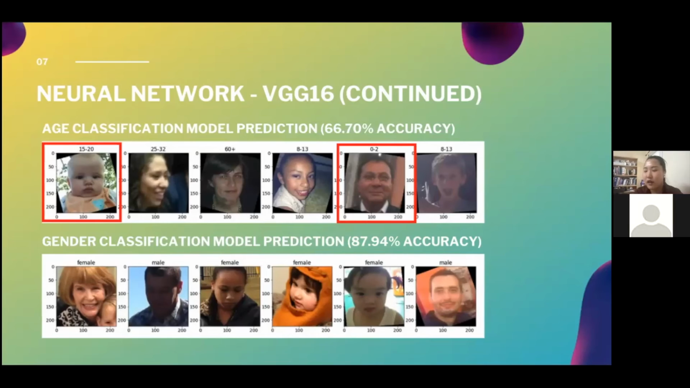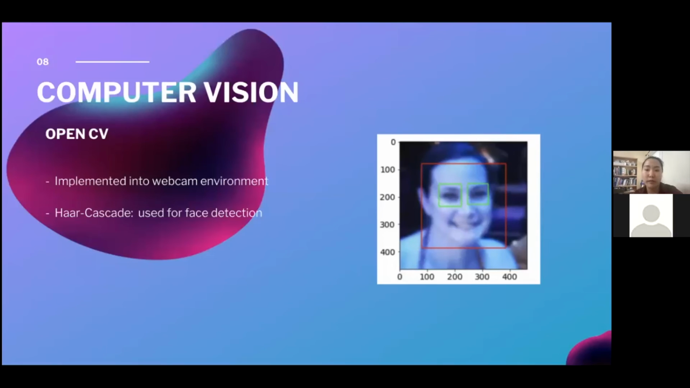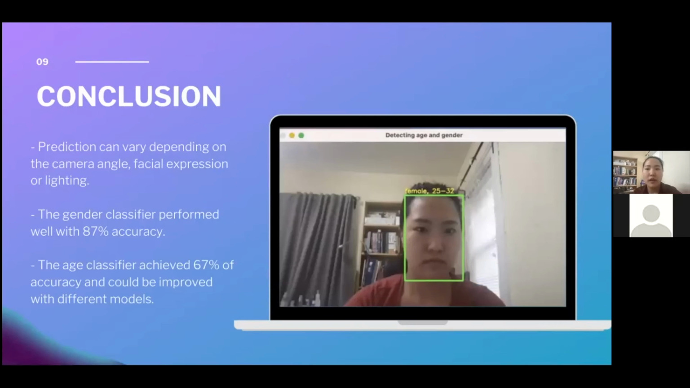Now that my models were trained through neural networks, I'd like to implement them with computer vision. To implement the models in a webcam environment, I used the Python OpenCV library. For face detection, I used a Haar cascade algorithm. And this is what the output looks like.